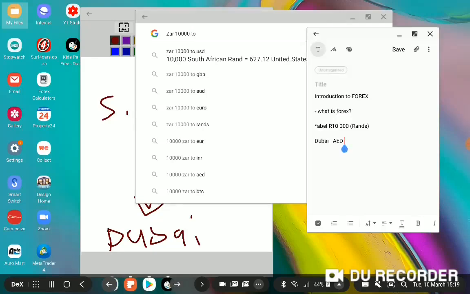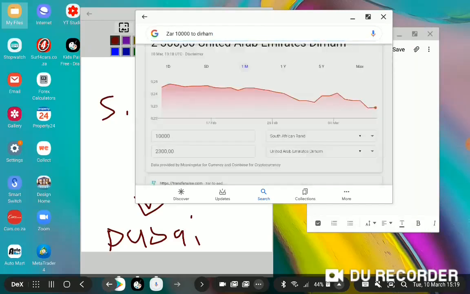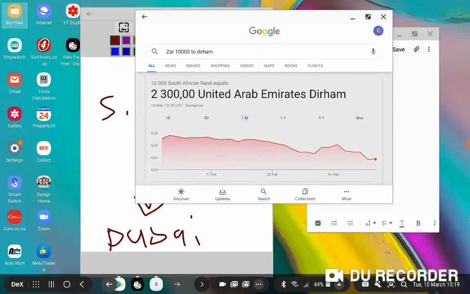What is the full name of Dubai's currency again? Let me just confirm the full name of Dubai's currency. The currency, it's dirham. Yes, let me just confirm it here and then paste it here just to see how much it is supposed to be according to Google, right? Now, Google confirmed 10,000 South African rands converted to Dubai's currency, AED, is 2,300, right? It's 2,300 AED, not rands anymore, because we have converted 10,000 to Dubai's currency.